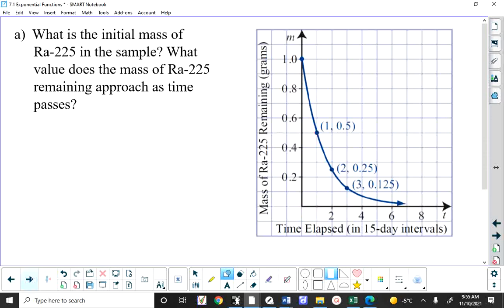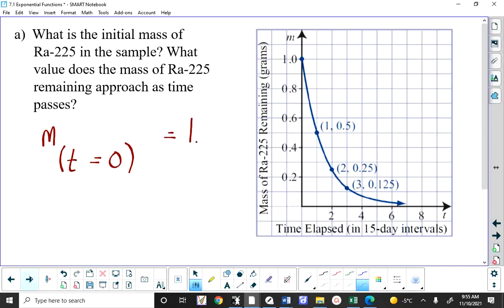All right, let's take a look at the questions. What is the initial mass? Well, initial mass is the mass at t equals 0. Initial means at the beginning. And what this is asking you to do is look at the y-intercept. It's 1.0 grams. It's how much we have at the very beginning.